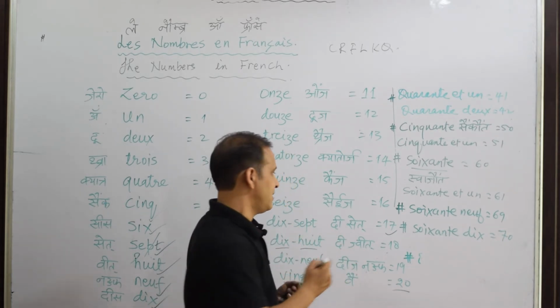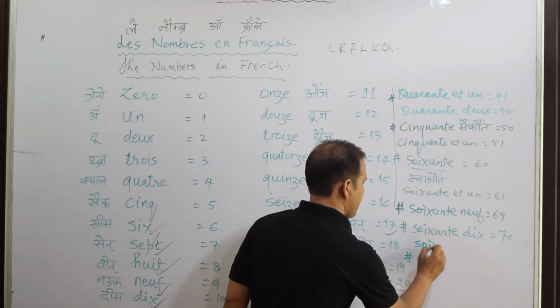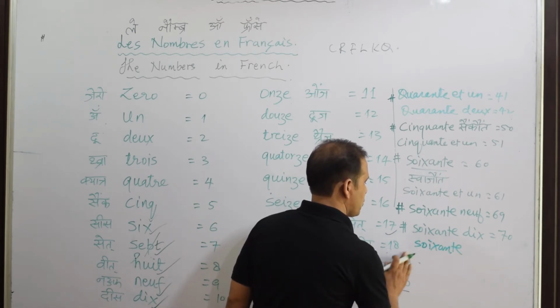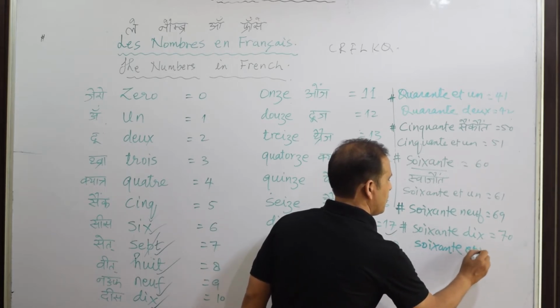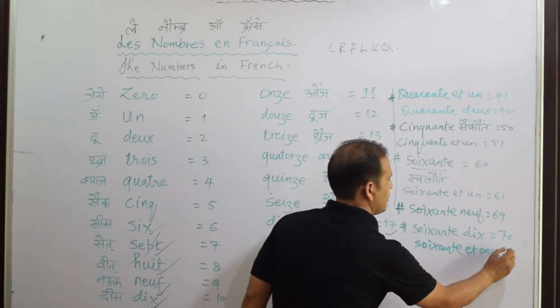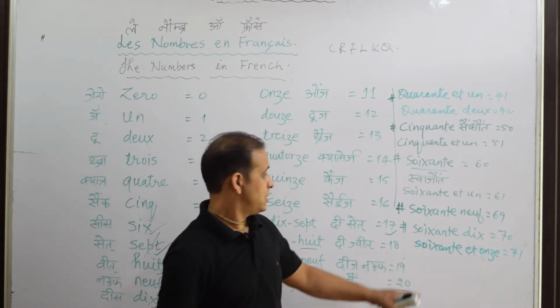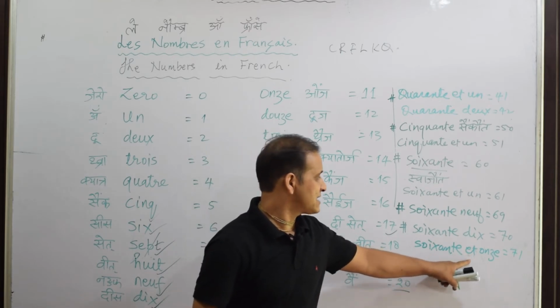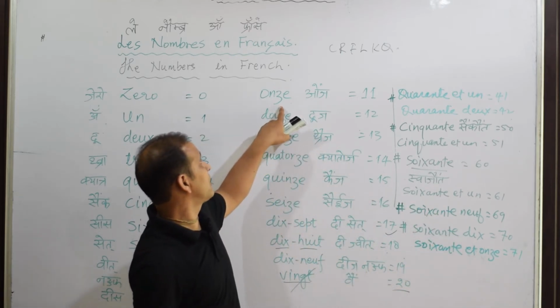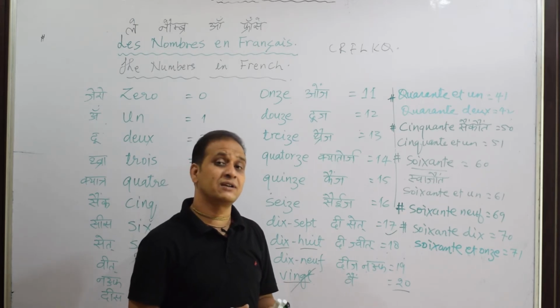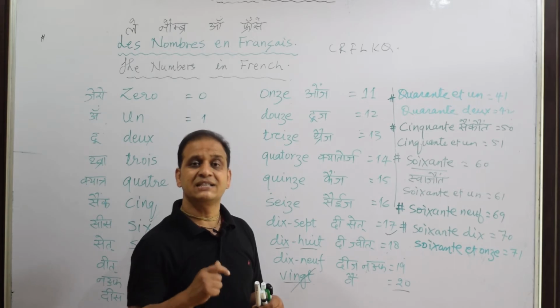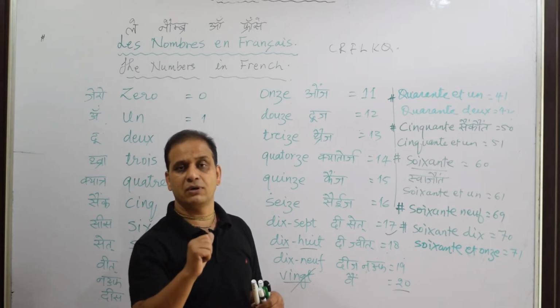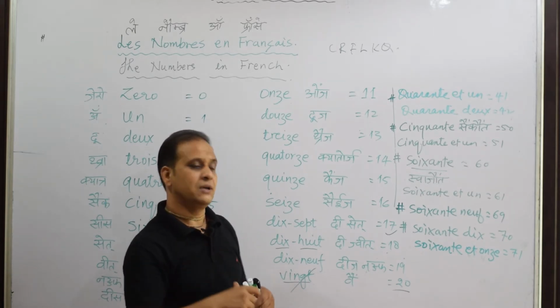Now how will they say 71? It's different. You see, 60 and 11. 71 is 60 et 11, where et means and. 11 you have already done. So you see there is a great shift in the system. 60 and 11, that is 71. So how will you say 72 then?